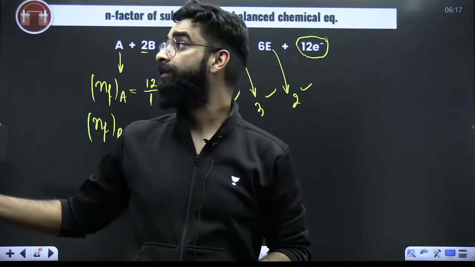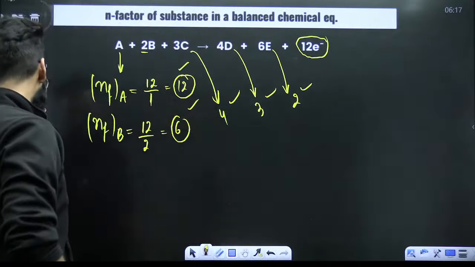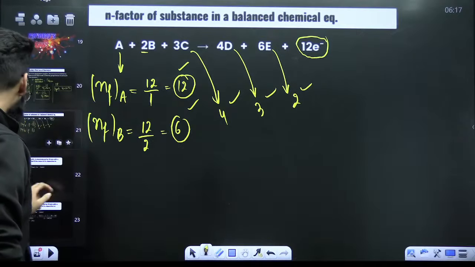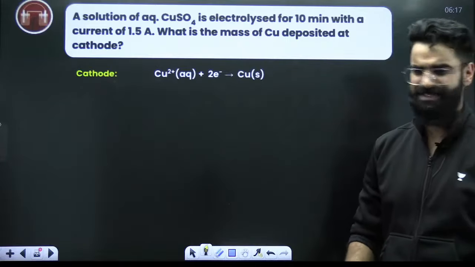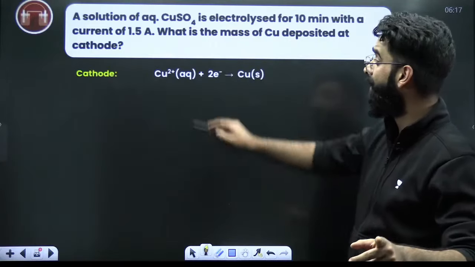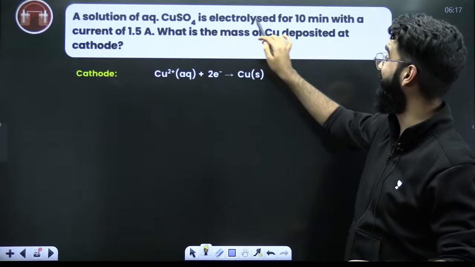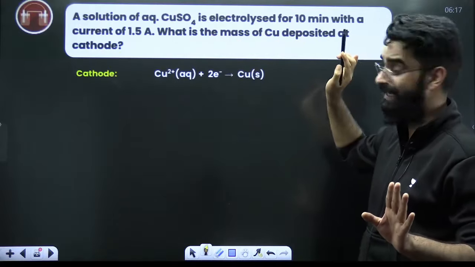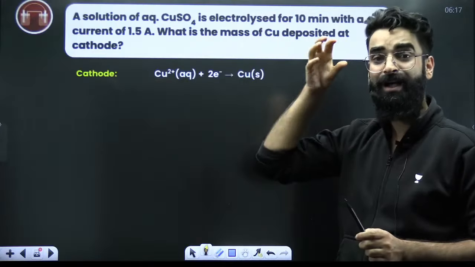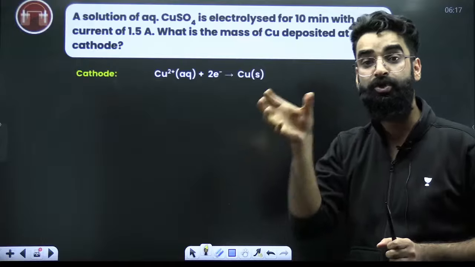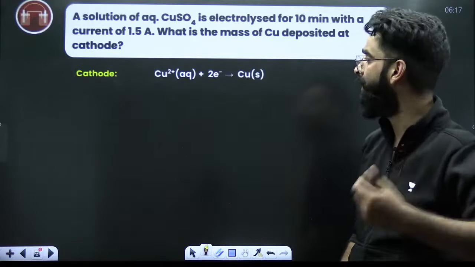Now, why am I telling you this thing? See guys, the types of questions will make you understand why I am telling you all these things. Look at the question carefully, the simplest of all the questions. A solution of aqueous CuSO4 is electrolyzed for 10 minutes with a current of 1.5 amperes. So basically, a current of 1.5 amperes is going into the solution for 10 minutes. What will happen? Electrolysis will happen, right?